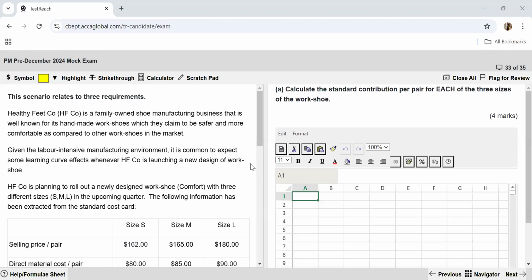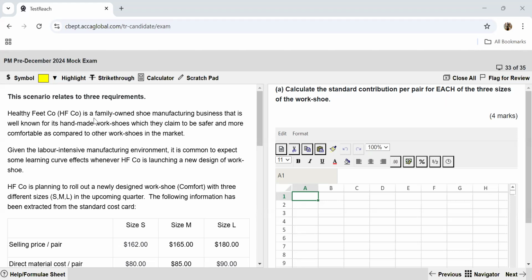In this video, we are continuing with the PM Pre-December 2024 mock exam. This is going to be the last video wherein we solve the section C last question, Healthy Feet Company of this mock exam. So let's get started. I can see that the first requirement wants me to calculate the standard contribution per pair for each of the three sizes of the work shoe.